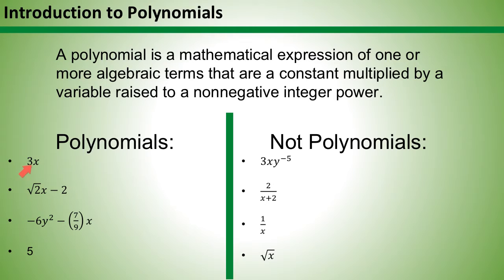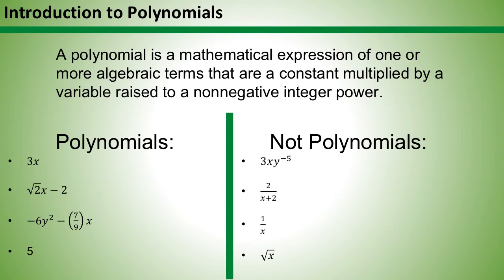So like 3x, if I just had 3x, that is a polynomial because I have a variable. There's really an exponent of a 1 here, so I have an integer power. Okay, here this is a polynomial, so I have a couple of terms. It's okay that this is a square root as long as the exponent of this x is an integer, a whole number, which is 1. This is also a polynomial because I have y squared and x. This one is also a polynomial. If we just have the number 5, that's a polynomial.